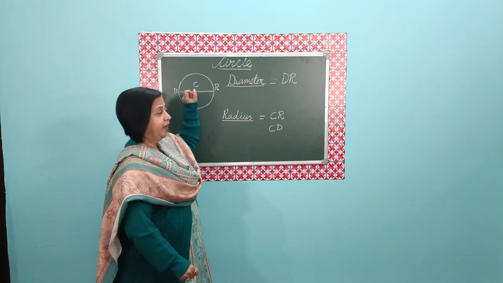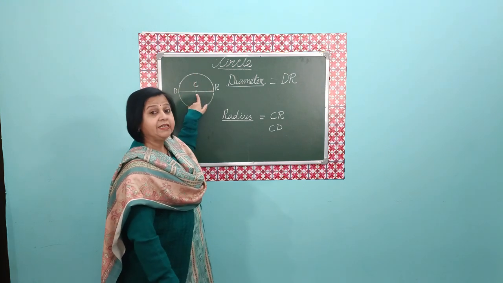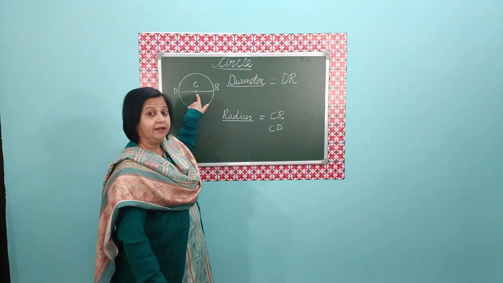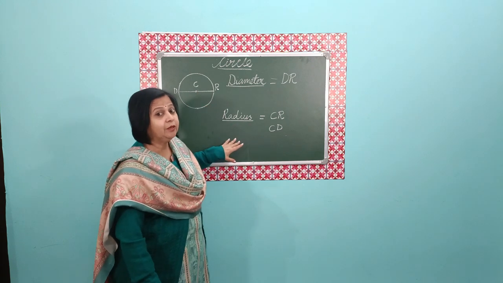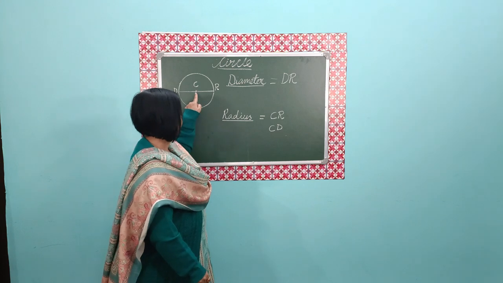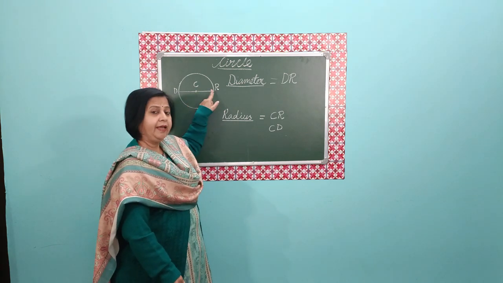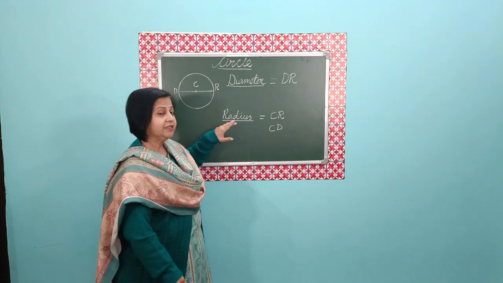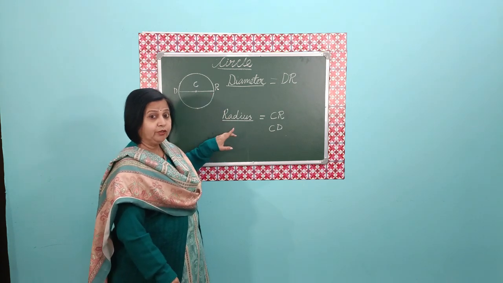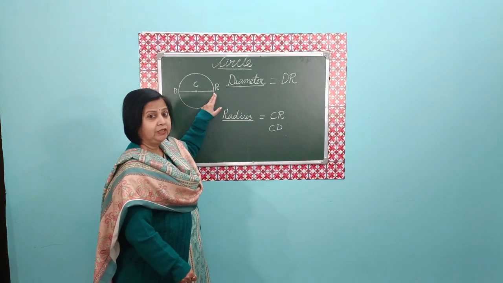The point from where we draw the circle, where we keep the compass, is called the center of the circle. And now, the two important terms that we are going to do today. The line segment that joins the center of the circle to any point on the circle, any point, is called the radius. Or you can also say the distance between the center and any point on the circle.